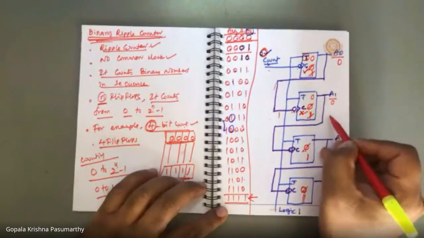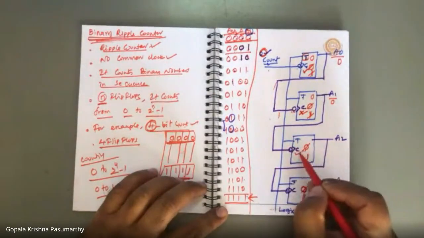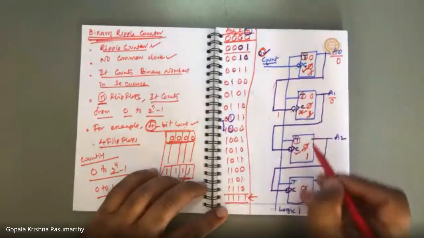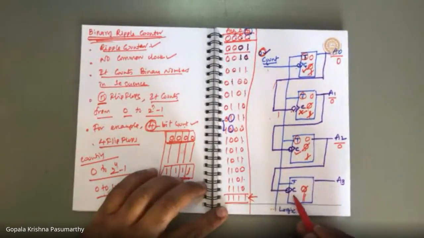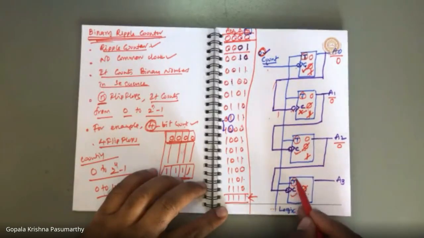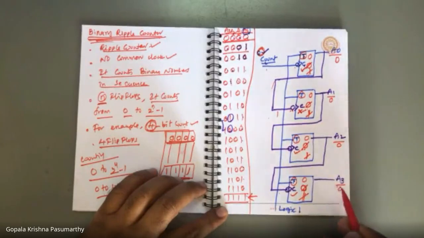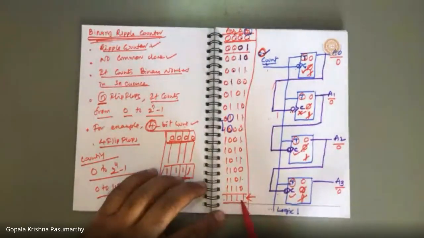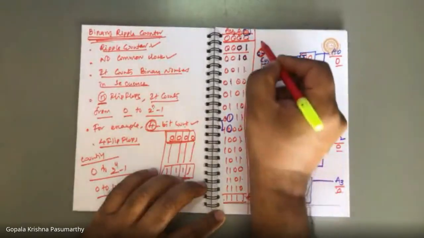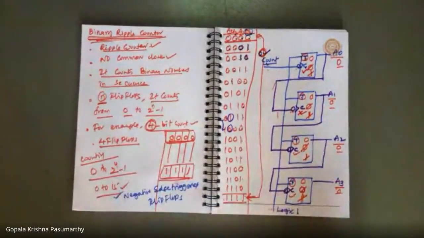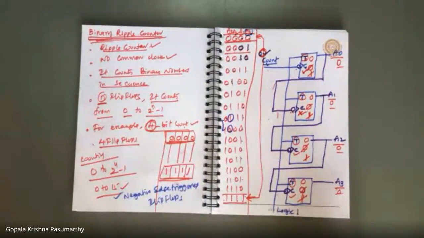Means this A1 is 0. Since A1 went from 1 to 0, this clock is active. Since T is 1, this 1 becomes 0, so A2 is also 0. Since A2 is 0, this clock is active, T is 1, and 1 becomes 0, so A3 is 0. Earlier I took 1, 1, 1, 1. Now the state is 0, 0, 0, 0. That is, from 15 it goes back to 0. Is it clear?